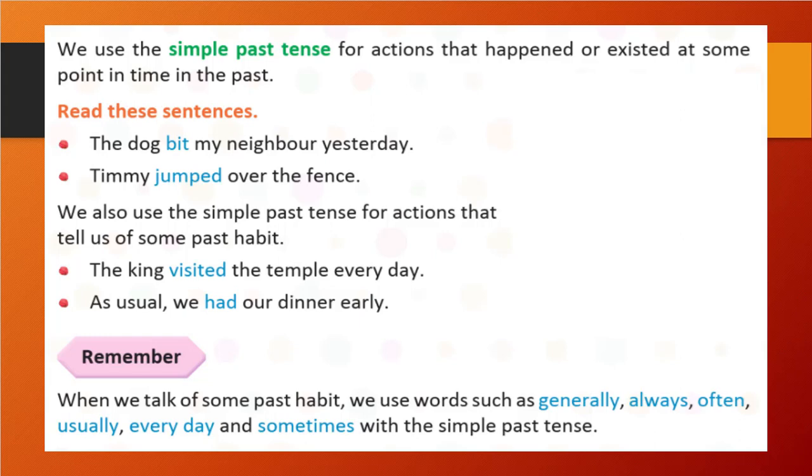As usual, we had our dinner early. So we are having dinner daily at an early time, like the regular time is 7, but we are doing it at 6:45. So 15 minutes early we have done, right? And that thing is happening regularly. That means as usual we had our dinner early. That means had is used here. So that is also in the past tense, right?